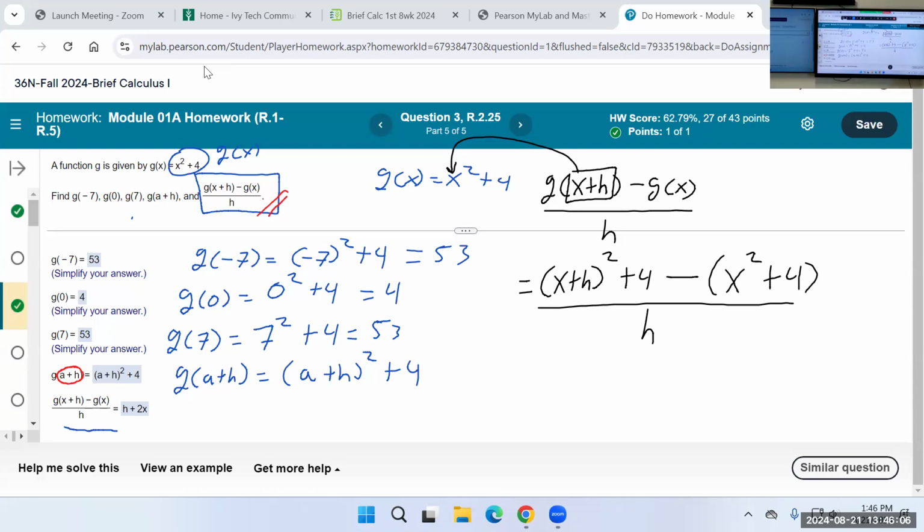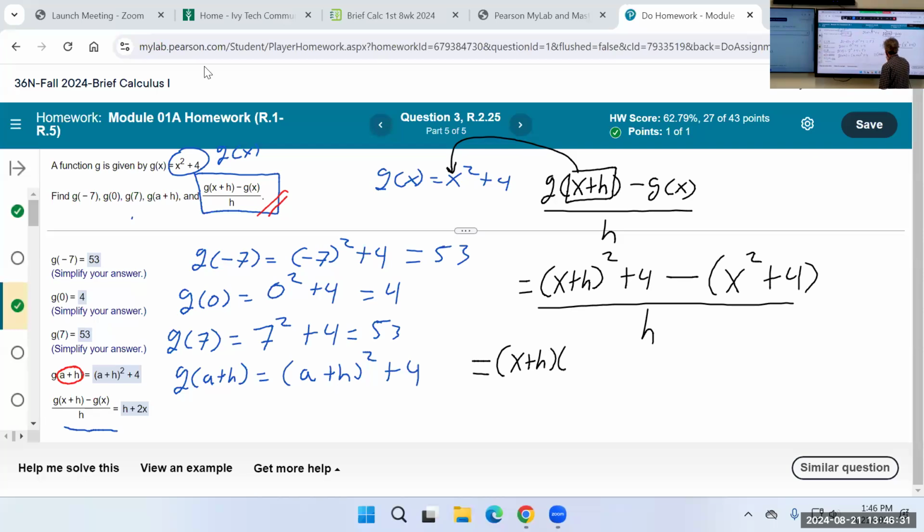Then I'm going to see what happens. What should happen is that, you don't know this yet, but I'm going to tell you, the h should be able to divide out. We should be able to get rid of that bottom h there. It's not. So what I'm going to do is distribute this out and see if that's possible. So I have x squared plus h squared.